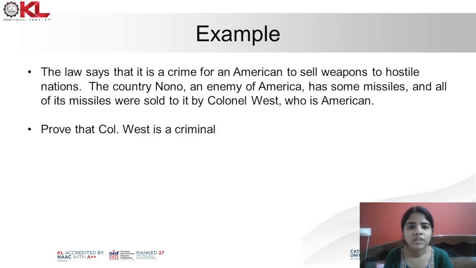The law says that it is a crime for an American to sell weapons to hostile nations. The country NATO, an enemy of America, has some missiles, and all of these missiles were sold by Colonel West, who is an American. So we can prove that Colonel West is a criminal.